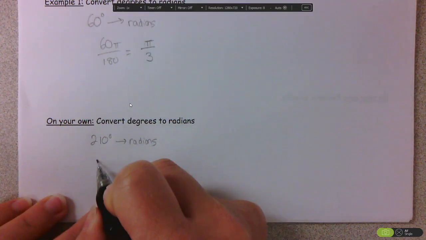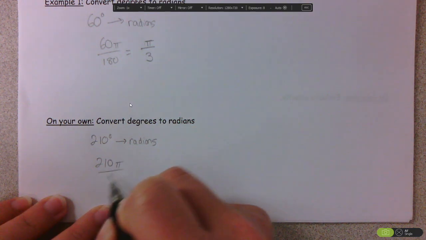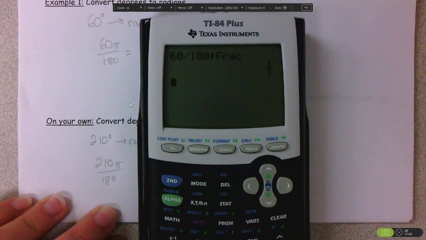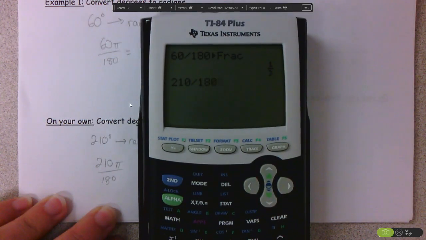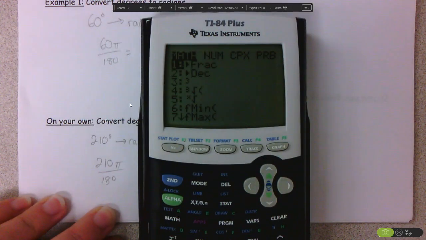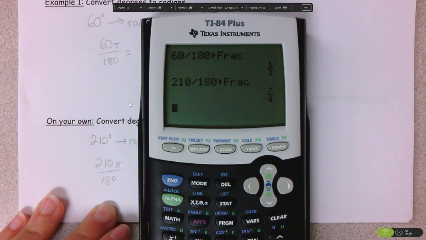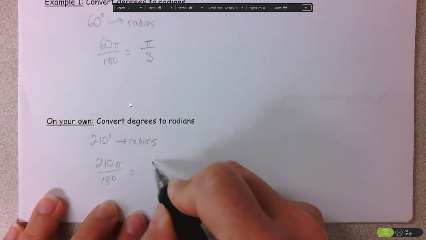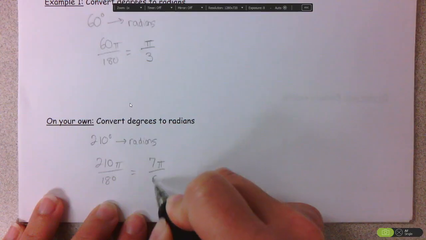So we will take 210 pi over 180 in the calculator. I'm going to type 210 divided by 180, math, fraction, and that gives me 7 over 6. So this simplifies to 7 pi over 6.